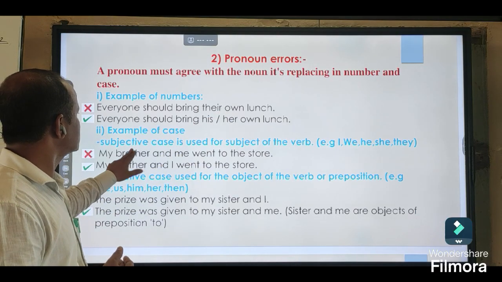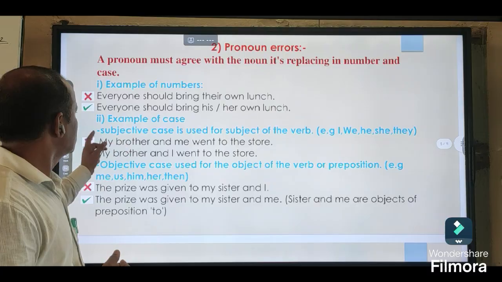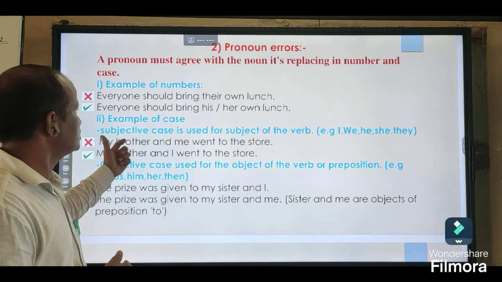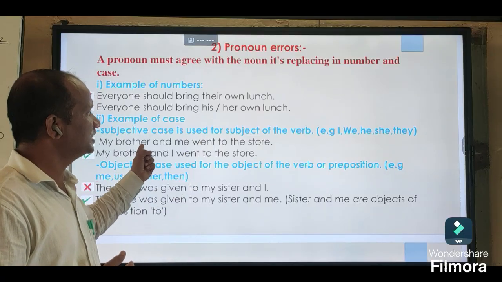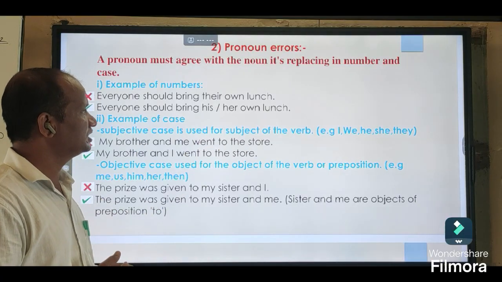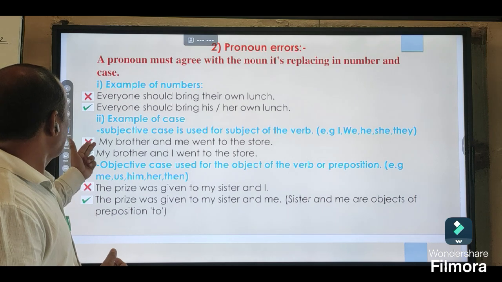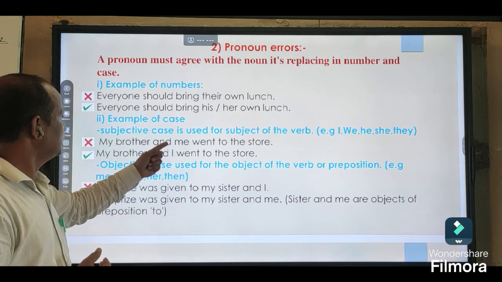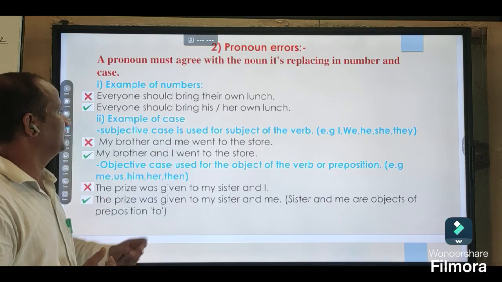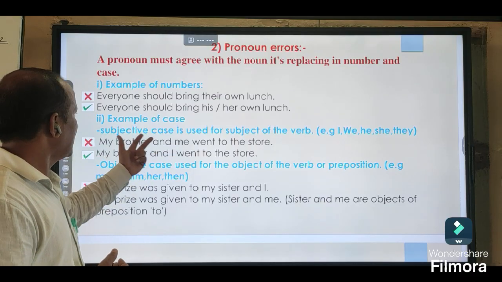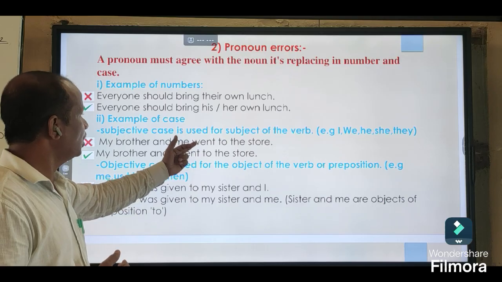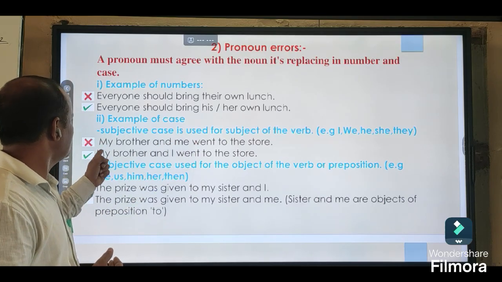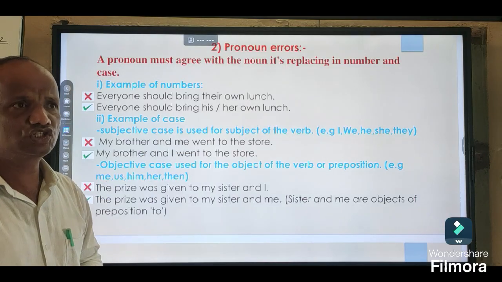Then example of cases. Our rule says that the subjective case is used for the subject of the verb. We have to use the subjective case for the subject of the verb. Which subjective case? That is I, we, he, she or they. My brother and me went to the store. Here there is a mismatch in the case of the pronoun "me", because my brother and me are the subject of the verb. So we have to use the subjective case. So the correct statement will be: my brother and I went to the store.